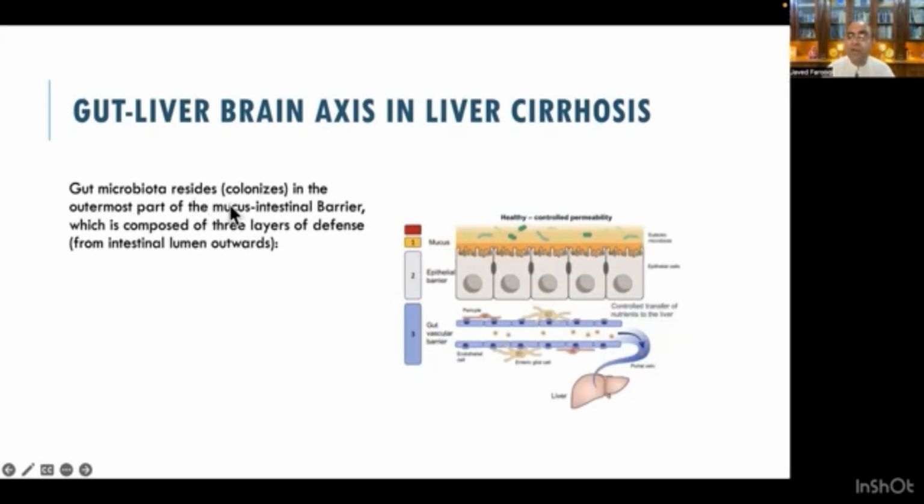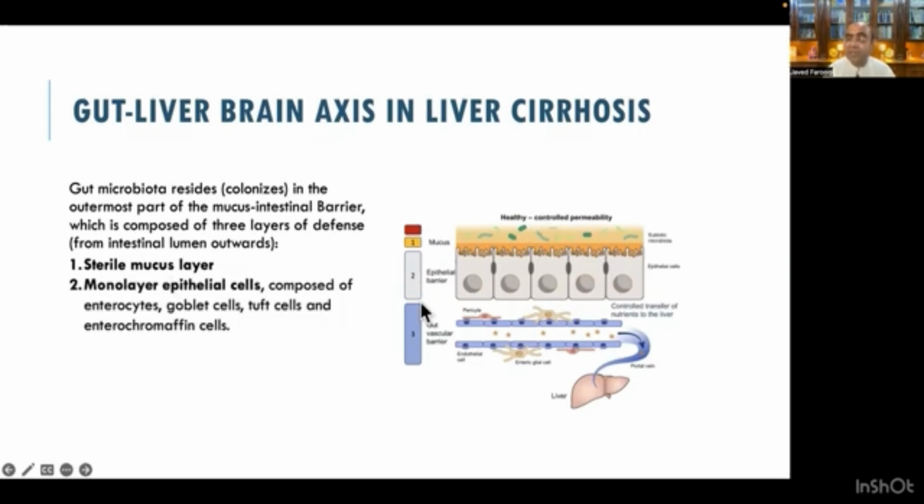Gut microbiota colonizes the outermost part of the mucous intestinal barrier. This is the mucous intestinal barrier, and in the upper part these bacteria reside. This barrier is composed of 3 layers of defense: the mucus, the epithelial cells, and the gut vascular barrier. So the first is the mucus layer. The outermost part of the mucus layer contains the bacteria, but the inner part is sterile. There are no bacteria in that.